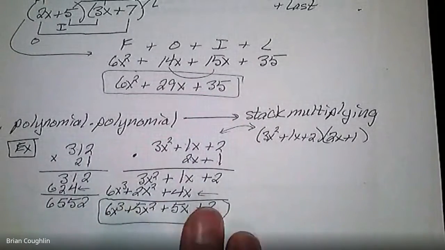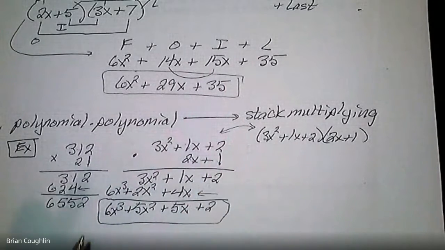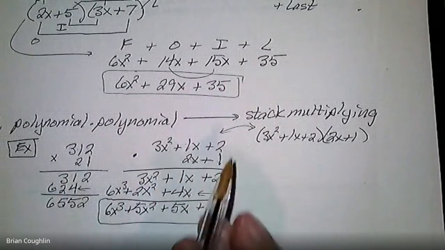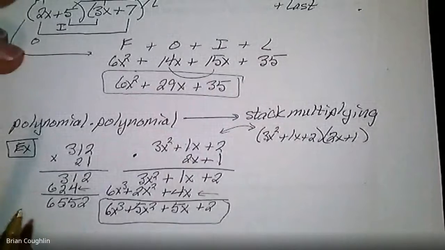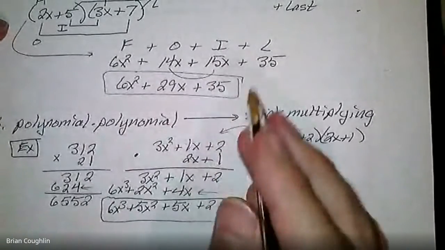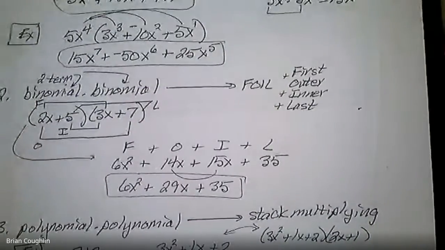You've just multiplied some rather big polynomials, a trinomial times a binomial. You might also notice something interesting. You see the 6, 5, 5, 2, 6, 5, 5, 2. These are almost the same thing. It's just pretending that x is equal to 10. So more on that later. But that's called stack multiplying. So these are the 3 ways that we know how to multiply polynomials.